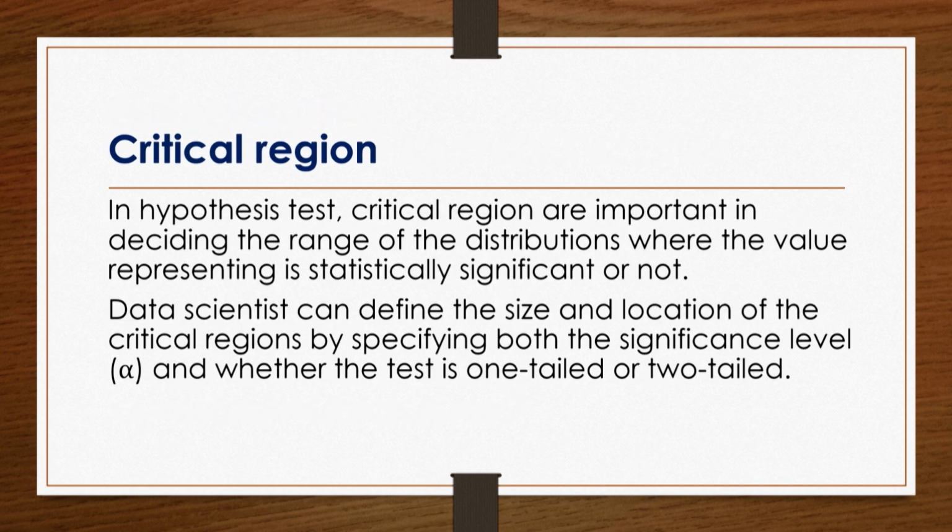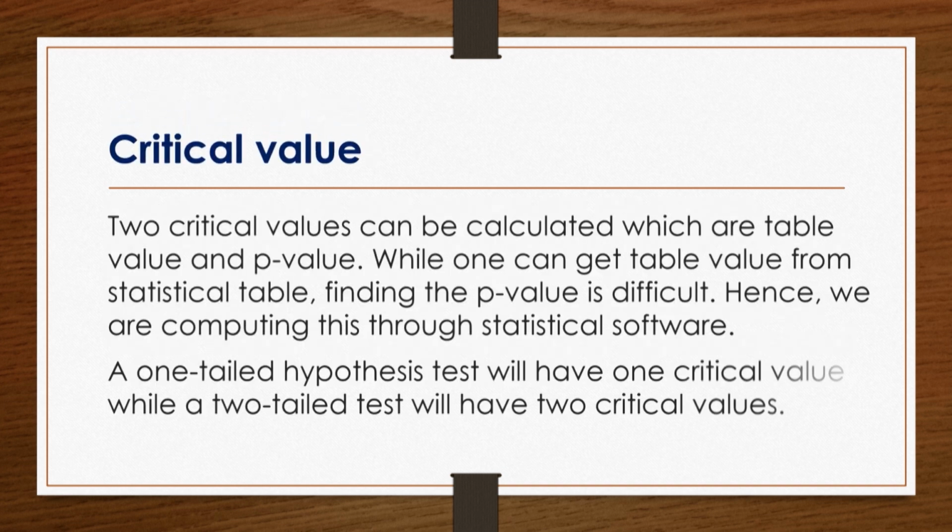Critical region. Here we are going to see what is critical region. In hypothesis test, critical regions are important in deciding the range of the distribution where the value represented is statistically significant or not. Data scientists can define the size and location of the critical region by specifying both the significance level alpha and whether the test is a one-tailed test or a two-tailed test we have to apply for the corresponding critical region.